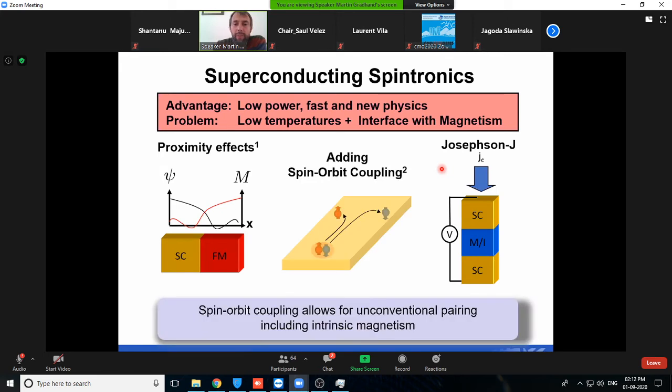And what are the basic ideas? So the advantage of superconducting spintronics would be low power, it could be potentially fast, and of course you can have new physics. The problem is of low temperatures. If we are talking about conventional things, you are at 10 Kelvin. The idea would be that you have with superconducting Josephson junctions, you have proximity effects, and if you add spin-orbit coupling, you can generate spin-hole effects in superconductors, so create magnetism in conventional superconductors as well.